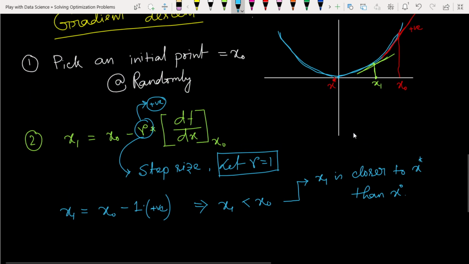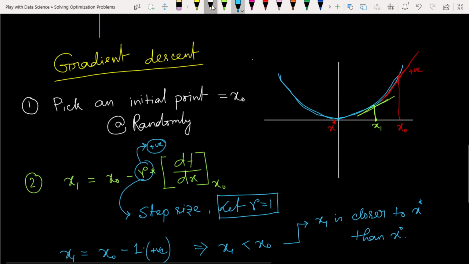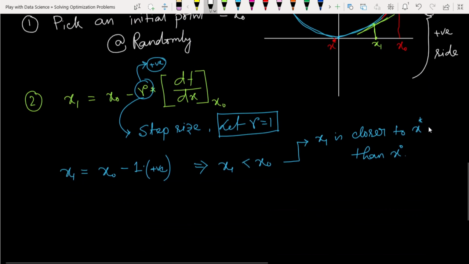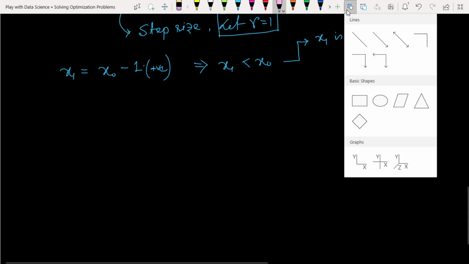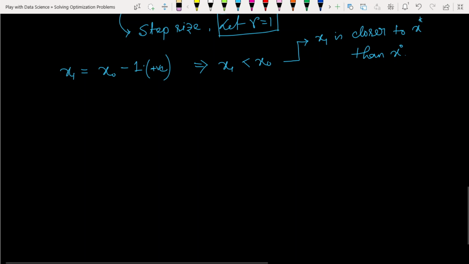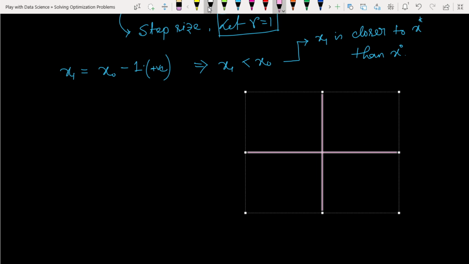Now in this direction, this side, which is called the positive side, we have seen these situations. Now let's see these situations on the negative side. How will it behave? Let's draw the same picture again.